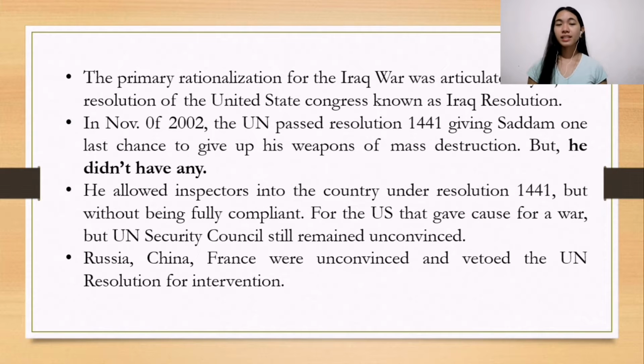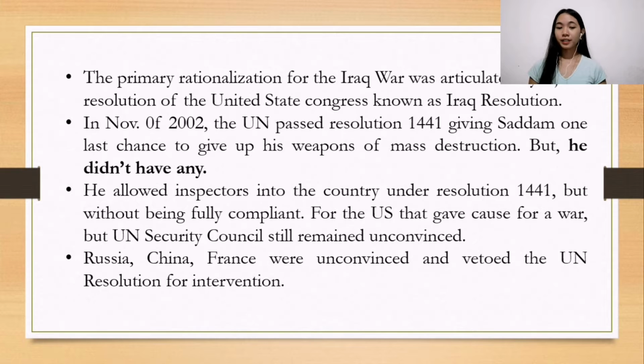The primary rationalization for the Iraq War was articulated by a joint resolution of the United States Congress known as the Iraq Resolution. In November of 2002, the UN passed Resolution 1441, which gave Saddam one last chance to give up his weapons of mass destruction. But the tricky part is, he didn't have any. He wanted people to believe that he had hold of this weapon and was developing it, as it gives the impression that he is a man of power.